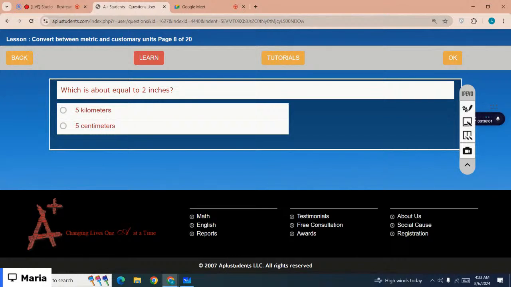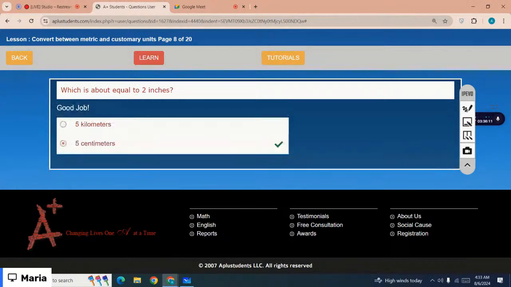The correct option is 5 centimeters. 5 kilometers is too long. That's just 2 inches. So 2 inches is about 5 centimeters.